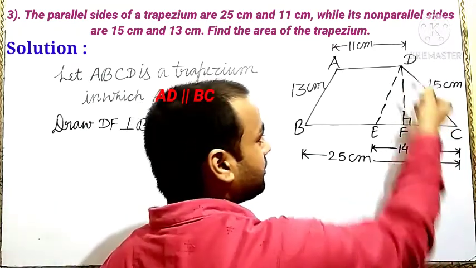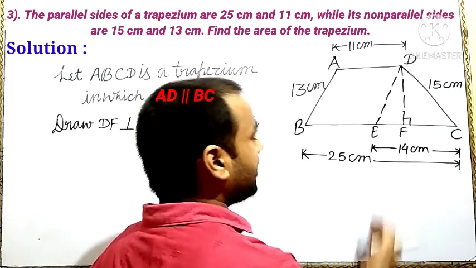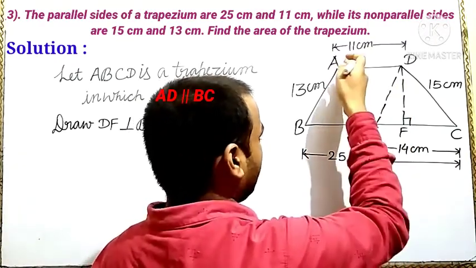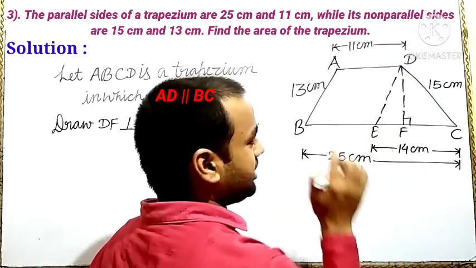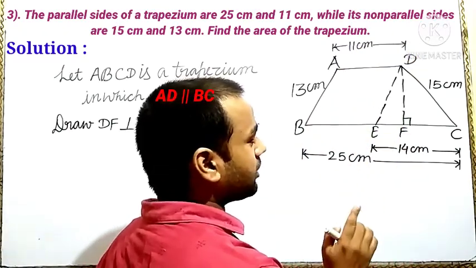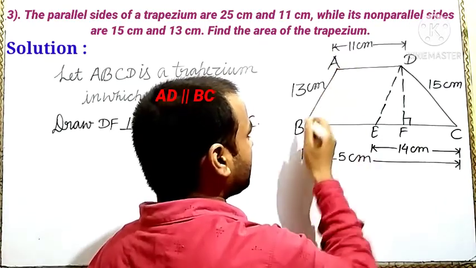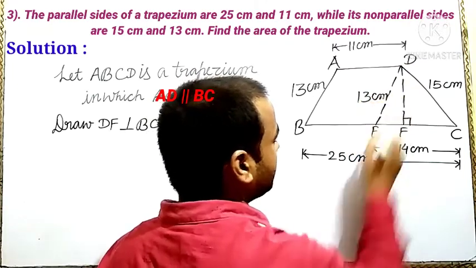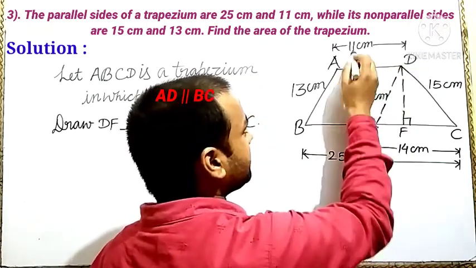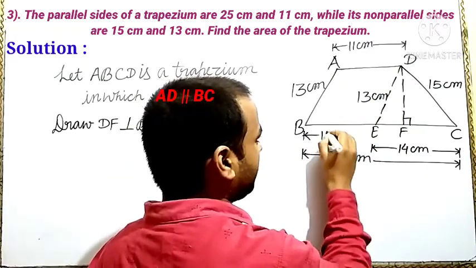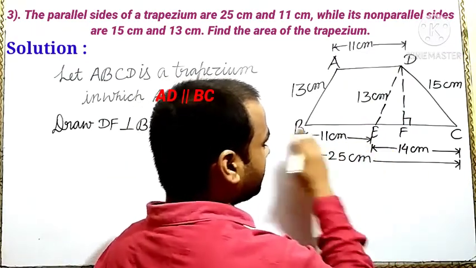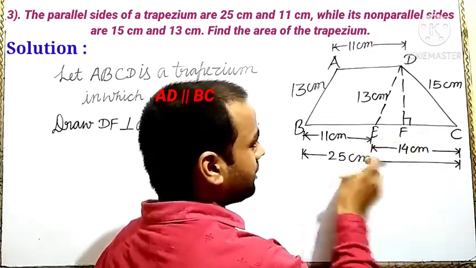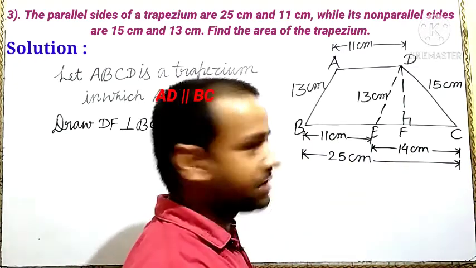So here DF perpendicular to BC and DE parallel to AB. Clearly we can say ADEB is a parallelogram. In parallelogram opposite sides are equal. AB is equal to 13 centimeter, so DE is equal to 13 centimeter. Is it clear? AD is equal to 11 centimeter, so BE is also equal to 11 centimeter. Complete length of BC given 25. So find the length of EC. So 25 minus 11 we get 14 centimeter.